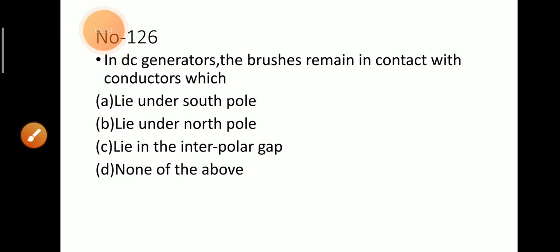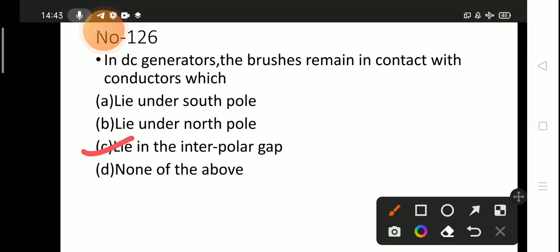Okay, next question. In a DC generator, the brushes remain in contact with conductors which A. lie under the south pole, B. lie under the north pole, C. lie in the interpolar gap. And the answer is C, the interpolar gap. And brushes are made of carbon, to reduce the wear and tear of the commutator.